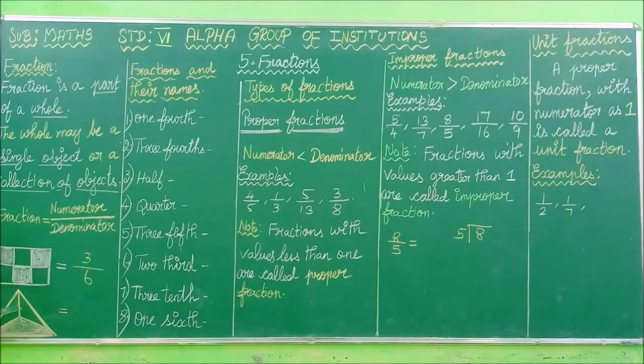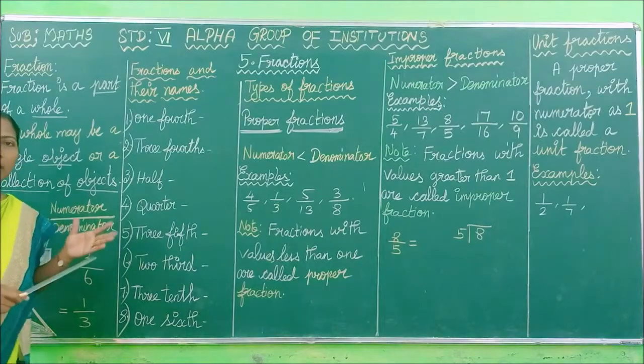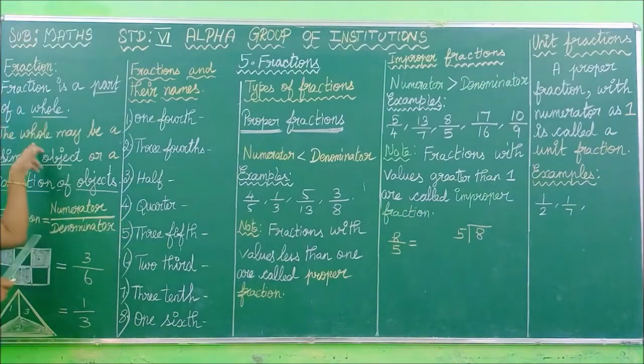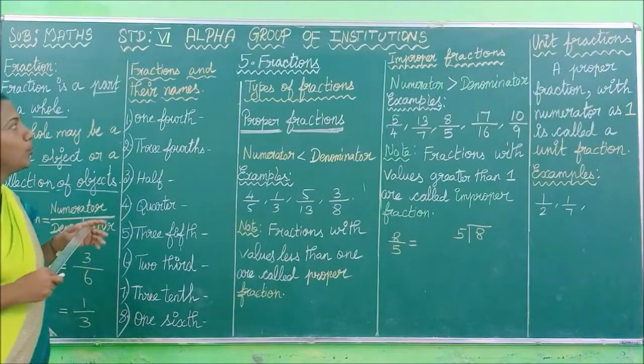Similarly, see here. What is the shape? This is a triangle. The triangle is divided into how many parts? 1, 2, 3 parts. Okay. Totally 3 parts means you have to write 3 as the denominator. Among the 3 parts, one part is shaded. So you have to write 1 as its numerator. So your answer is 1 by 3. Thus, what is a fraction? Fraction is a part of a whole. The whole may be either a single object or a group of objects, or what is the other name for group? Collection of objects. I hope you understand.